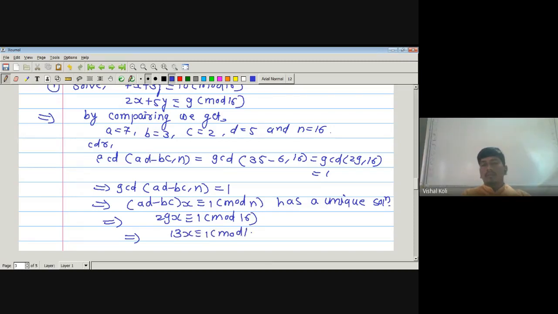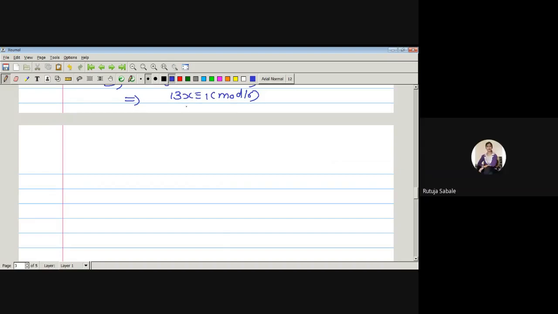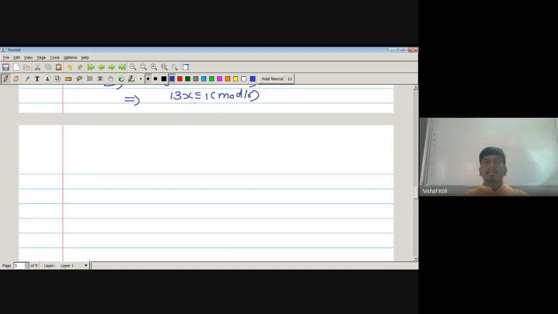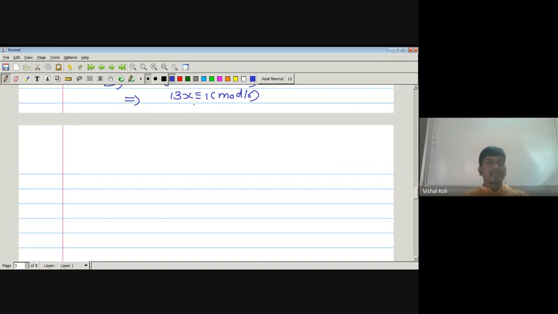Whether x equal to 1 will be the solution of this linear congruence? x equal to 1, 13 minus 1. No, sir. x equal to 2? No, sir. x equal to 3? No. x equal to 4? No, sir. x equal to 5? Yes, sir. x equal to 5. Yes.